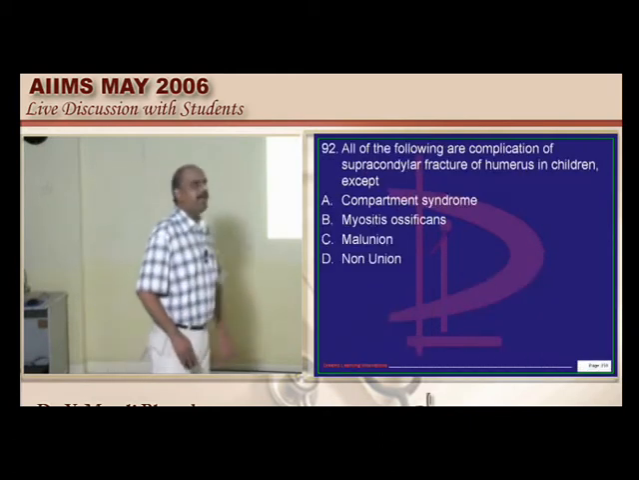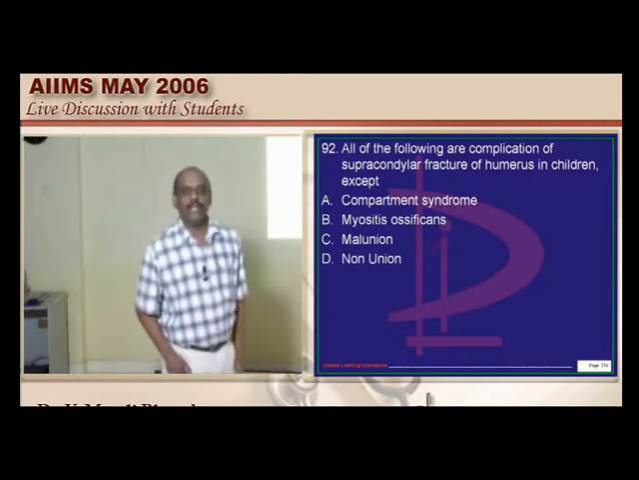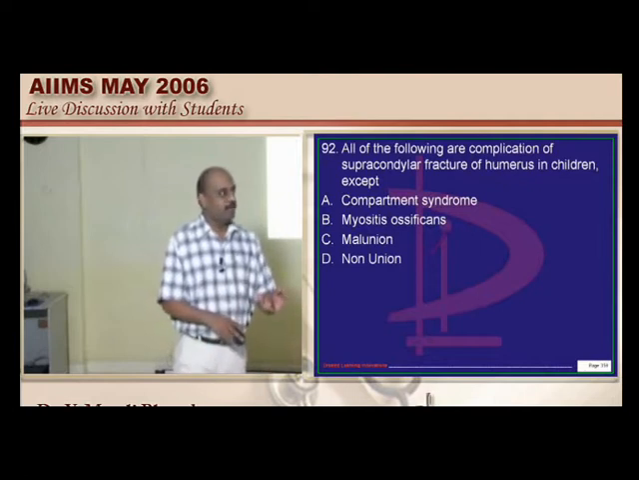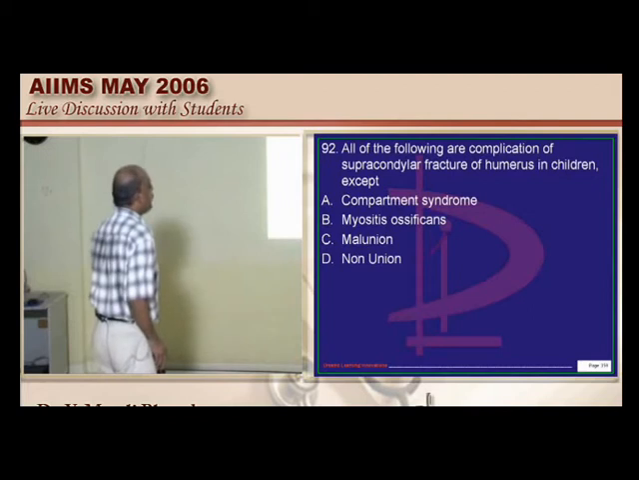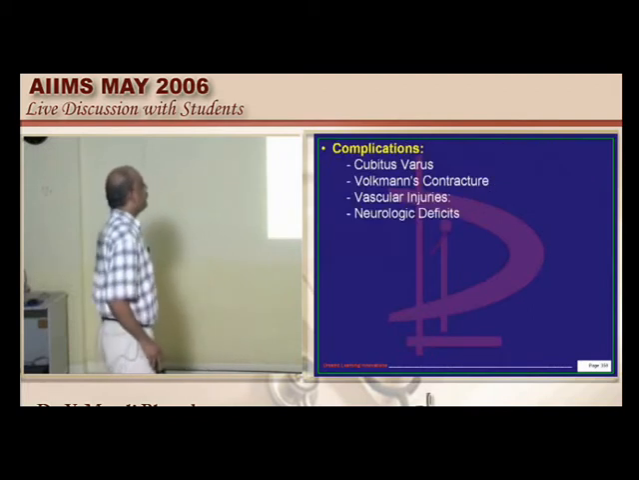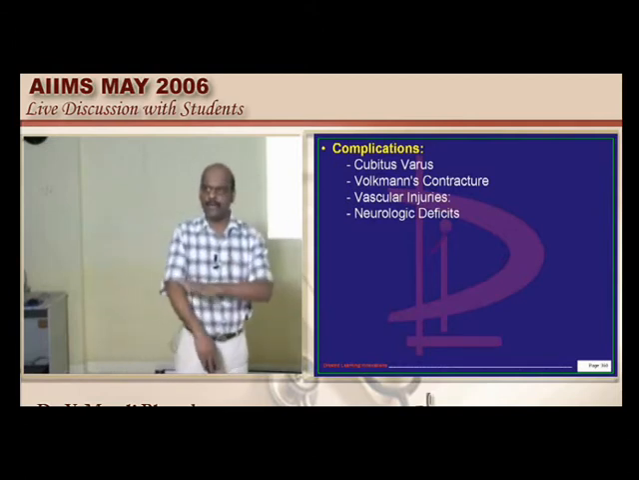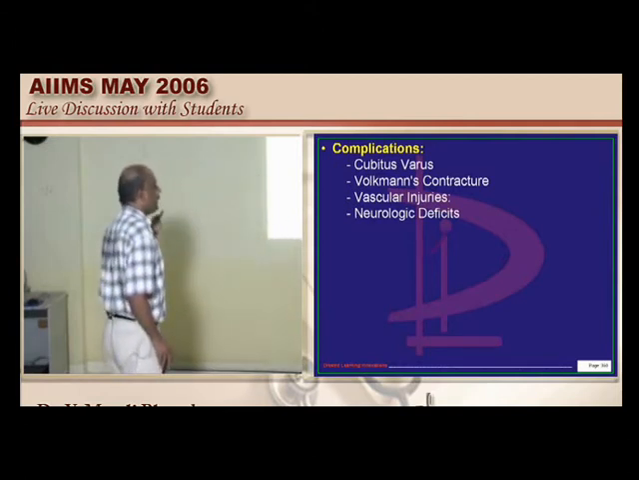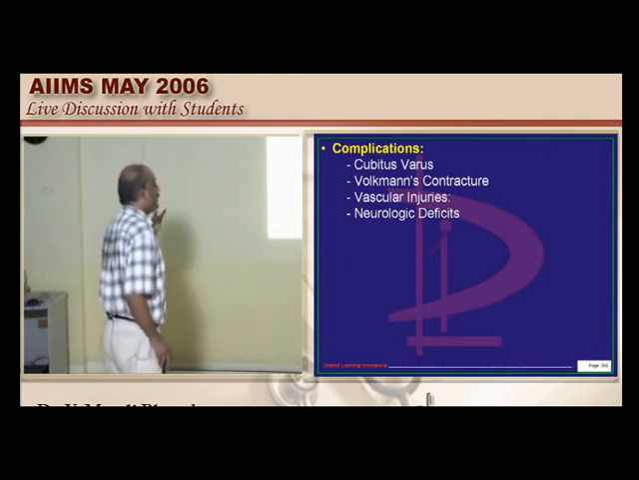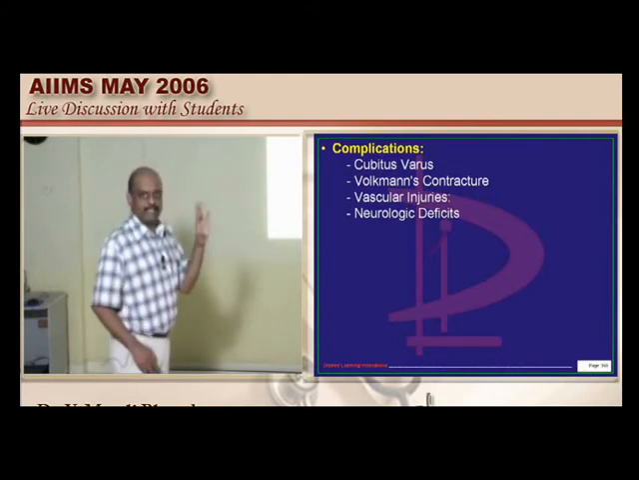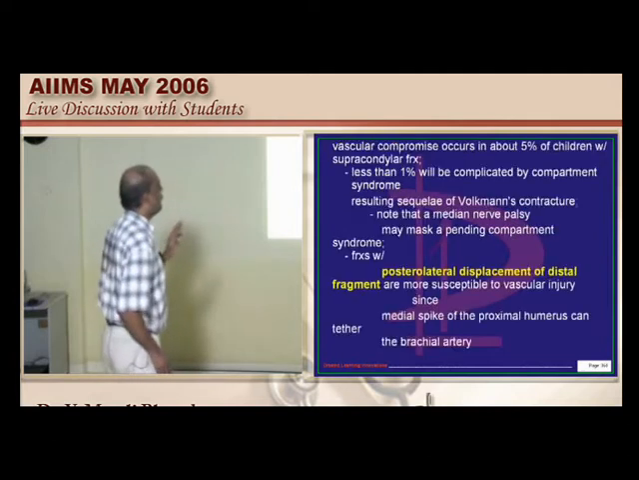First, supracondylar fracture of the humerus. Nowadays the examiner is also so routined that in the same paper 2-3 same topic questions are arising. Now what is the important complication which can occur with a supracondylar fracture? There are 4 major complications in supracondylar fracture of humerus: cubitus varus and Volkmann's contracture, vascular injury, and the neurological deficits. They are the major problems which are going to happen, is what you need to fundamentally remember.